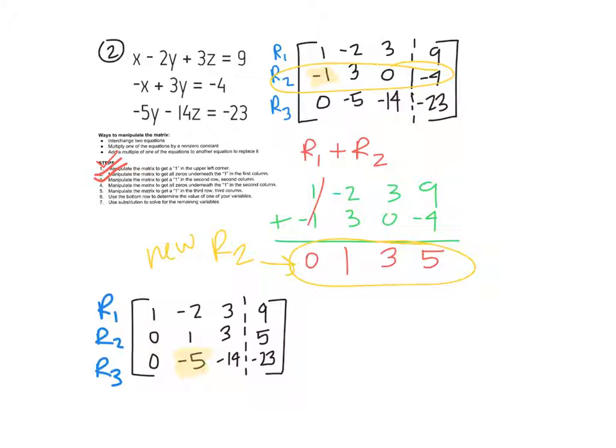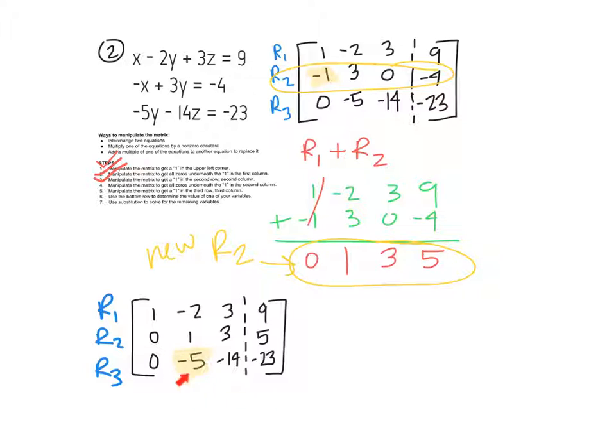Well, there's not a number that I can multiply by to make this become a 0 other than 0, and it has to be a non-zero, so that won't work. So lastly, add a multiple of one of the equations to another equation to replace it. So what that means is I could actually multiply row 2 by a number and then add it to row 3 to make it cancel this out to 0.